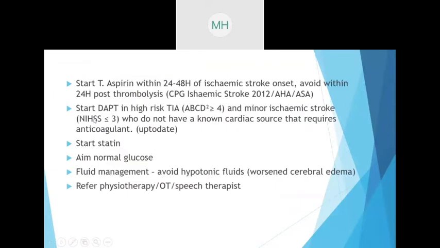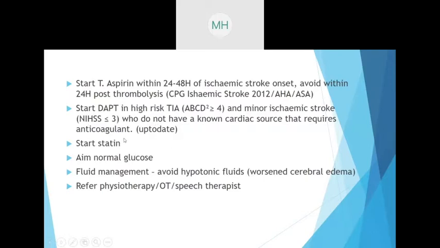All right, start aspirin within 24 to 48 hours of ischemic stroke onset and avoid aspirin within 24 hours post thrombolysis. We may consider starting dual antiplatelet therapy in high risk TIA, which is defined as an ABCD2 score of 4 or more, or in a minor ischemic stroke with an NIHSS of 3 or less, who do not have a known cardiac source that requires anticoagulant.